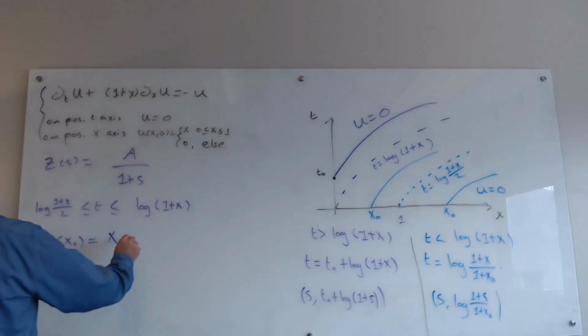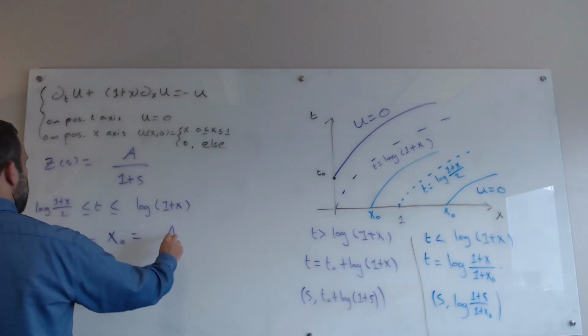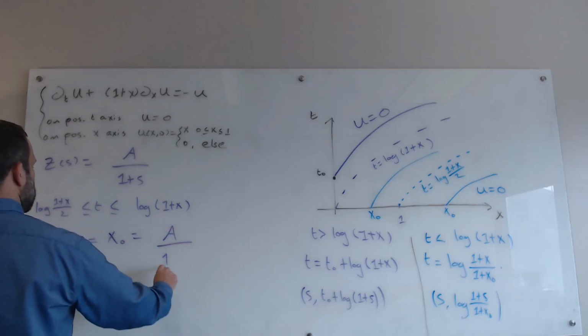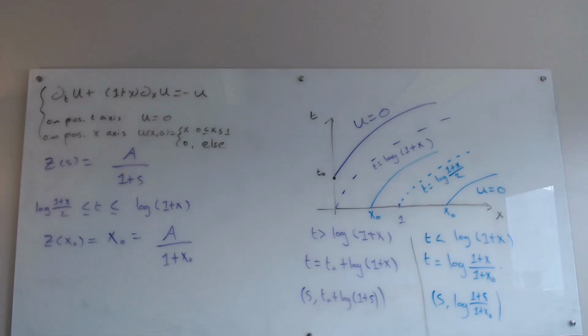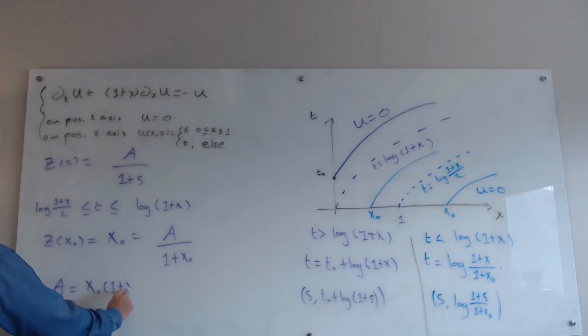And this is equal to a over 1 plus x naught. So we're not looking at an initial condition when s is equal to 0. We're looking at a so-called initial condition when s is equal to x naught. Okay, and so now this says that a is equal to x naught times 1 plus x naught.